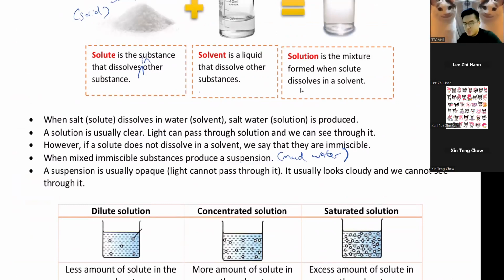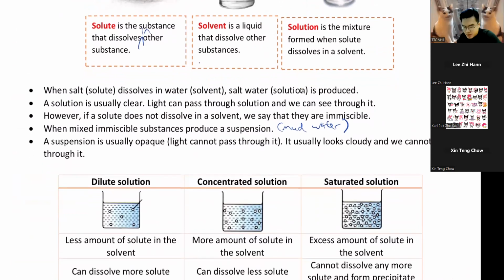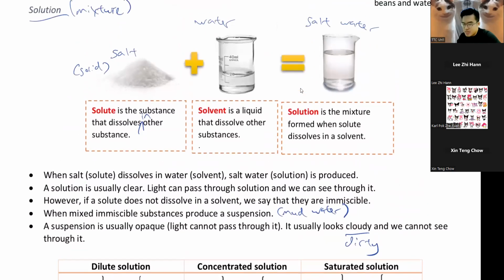And a suspension is usually opaque. Light cannot pass through suspension. It usually looks cloudy, that means it looks dirty. We cannot see through suspension. But solution is clear. We can easily see through solution. But suspension, no. You cannot see through sand water. You cannot see through mud water.